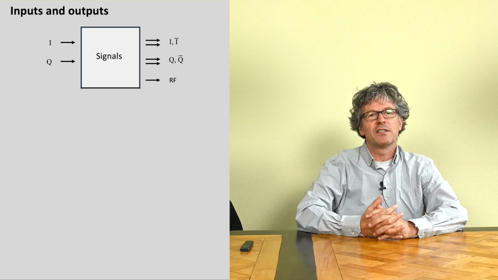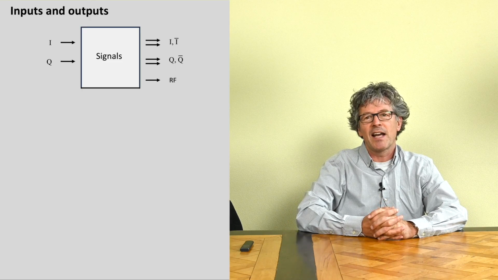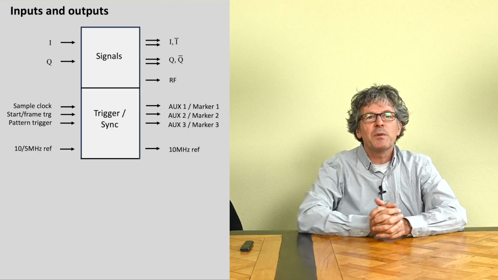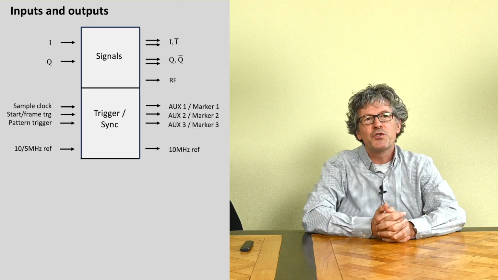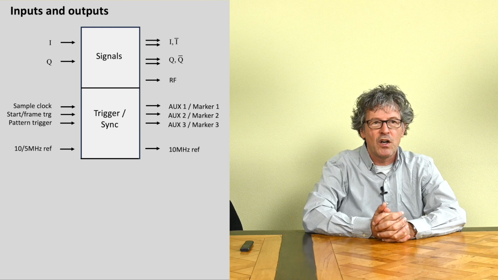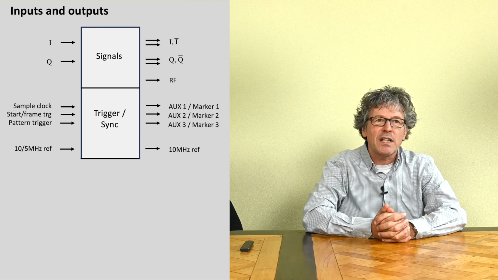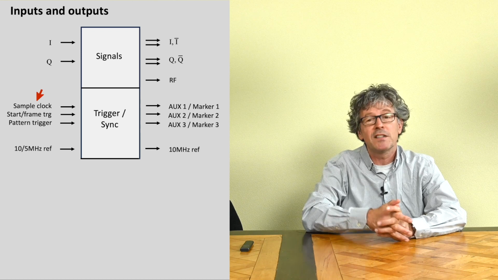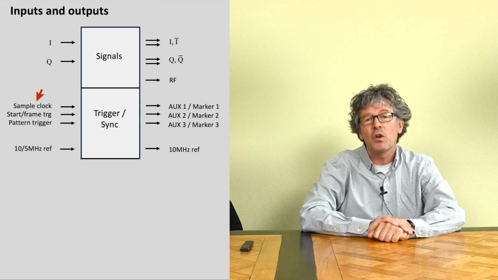Now back to the connections on our device. So these are the data and the RF signals. Then next to it we have a fair choice of trigger and sync type signals. So on the input side you can input your own sample clock to the device, in addition to just using the internal sample clock.